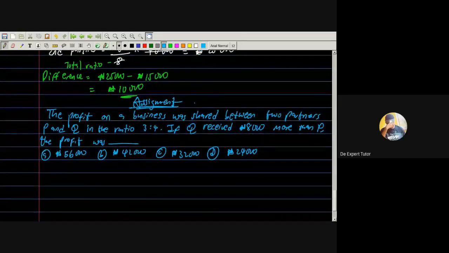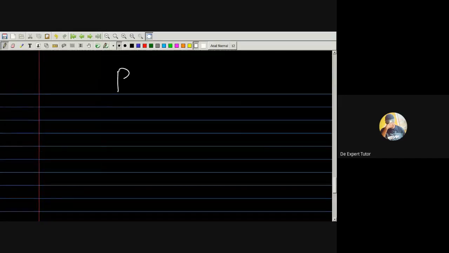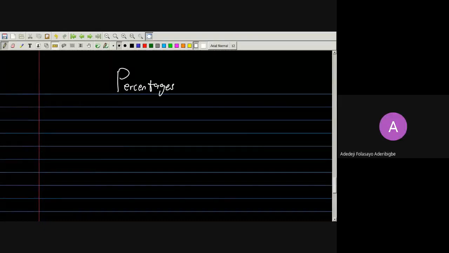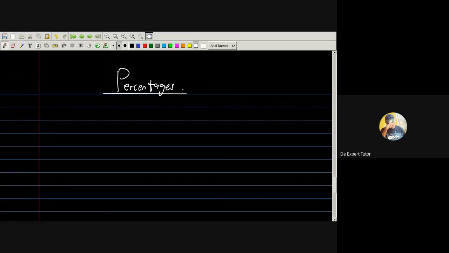All right, so we move on to the next topic, and that next topic is percentages. Whenever you see percentage, it simply means that we are having a ratio whose denominator is 100. For example, if I have 5/100, this simply means 5%. It means that I have a ratio whose denominator is 100.